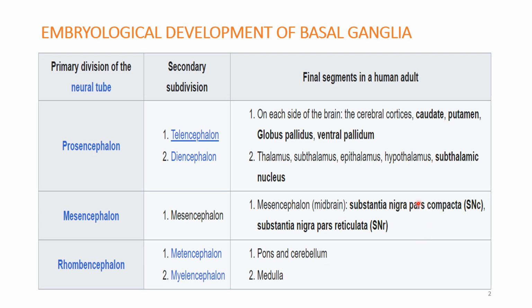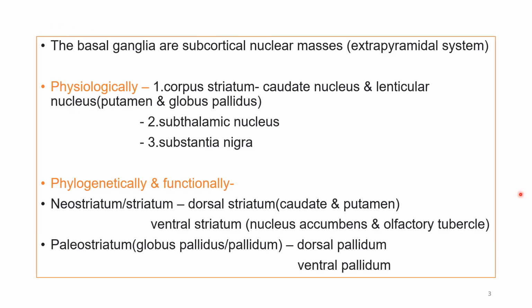So here we are discussing the basal ganglia. All these highlighted ones are included under basal ganglia. So they are formed from telencephalon, diencephalon, which are parts of prosencephalon, and from mesencephalon. The basal ganglia are subcortical nuclear masses. They are coming under the extrapyramidal system.